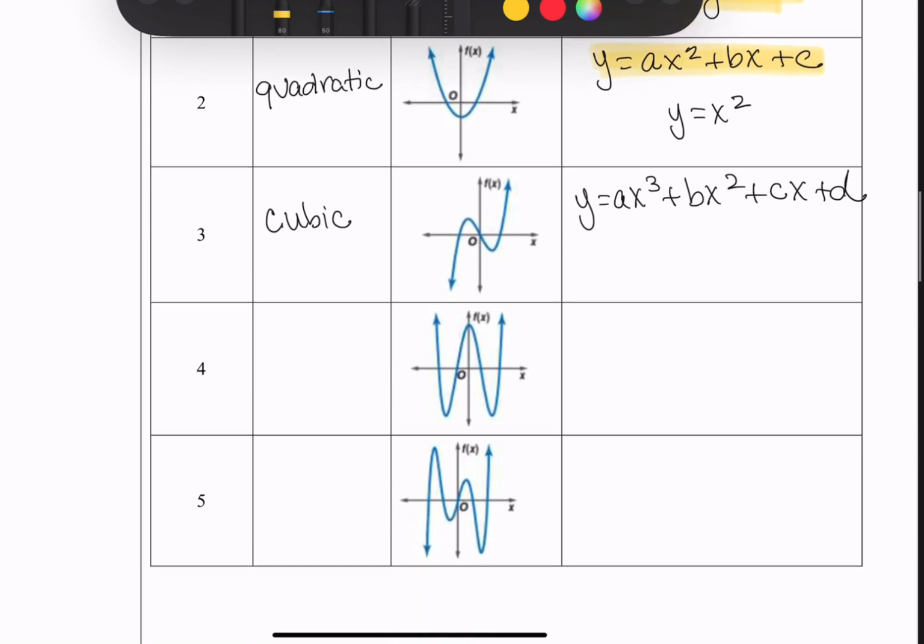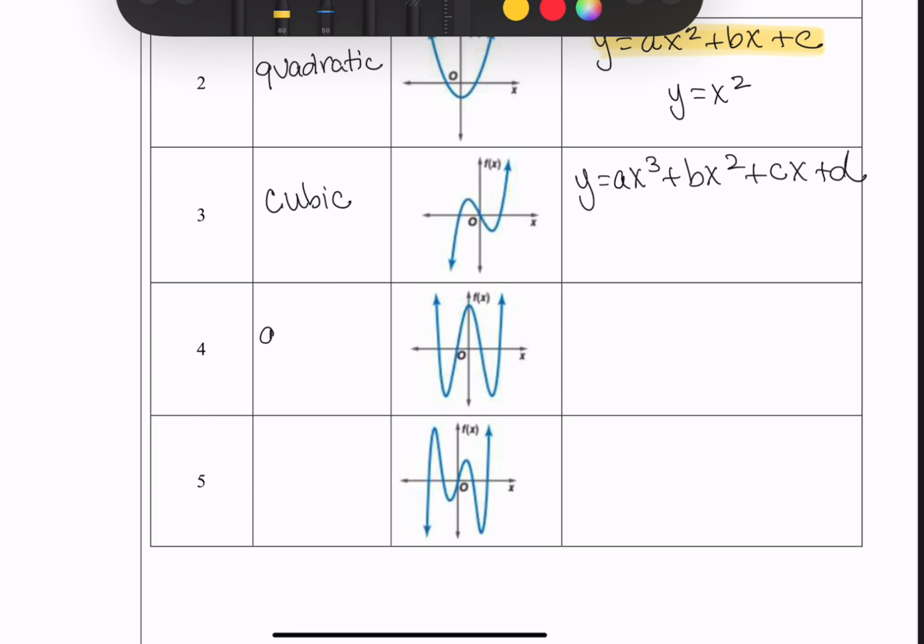The next one is what we call quartic. Fourth degree, think quarters, right? 4, quartic. And its standard form will be y equals ax to the 4th plus bx to the 3rd plus cx squared plus dx plus e. So you can see we just keep adding one more term, and our constant just keeps going up by one letter.